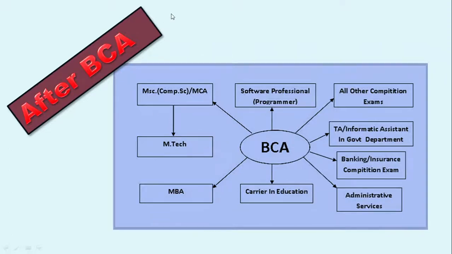So what can you do after BCA? After BCA, the common method is to go to MCA or MSc Computer Science. Then you can go to MTech also, or do BCA then MBA, or you can be professional in a particular programming language. Career in education means doing BCA, then B.Ed, and becoming a school teacher. Or do some certificate course and become a school teacher, or do an MCA or MSc and become a teacher or lecturer. There are also competitive exams, banking exams, administrative services. So a lot of options will be open. If you decide, you can definitely get into BCA.